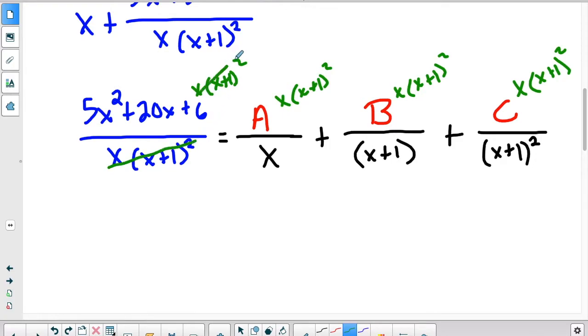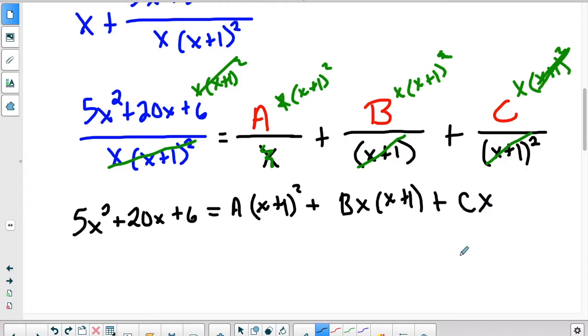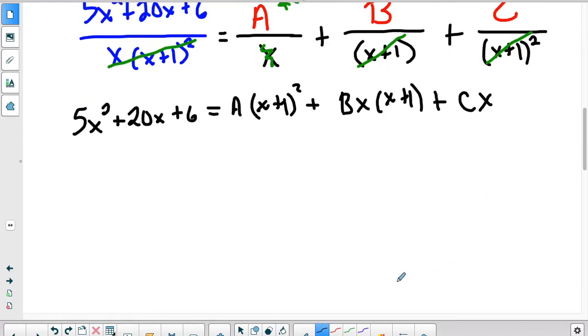Well, these here are going to cancel. x and x is going to cancel. x plus 1 is only going to cancel with one of these here. And x plus 1 squared is going to cancel with our x plus 1 squared. So what we're left with is 5x squared plus 20x plus 6 is equal to a times x plus 1 squared plus b times x plus 1 plus c times x. So we have this set up here.